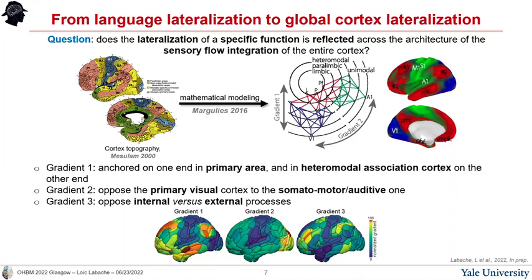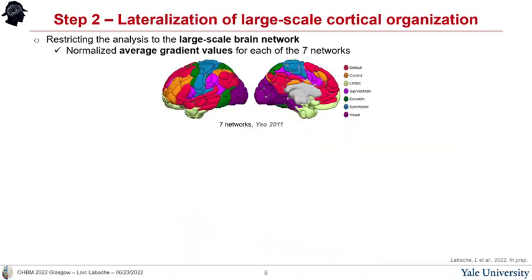Just as a reminder, the first gradient is anchored on one end in primary areas and in heteromodal association cortex on the other end. The second gradient opposes the primary visual cortex to the somatomotor and auditory one. And the last gradient opposes internal versus external processes. Because we wanted to keep the analysis simple, we computed these 3 gradients for all the participants, but we averaged the gradient values for each of the 7 networks proposed by Thomas Yeo in 2011.